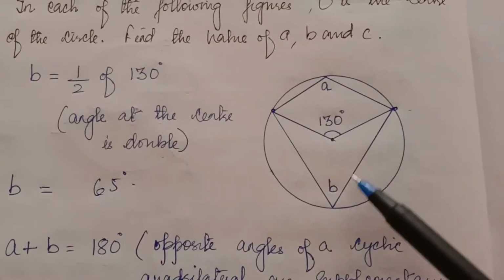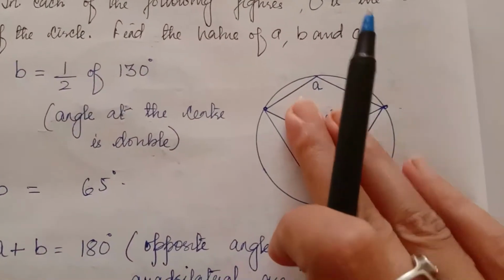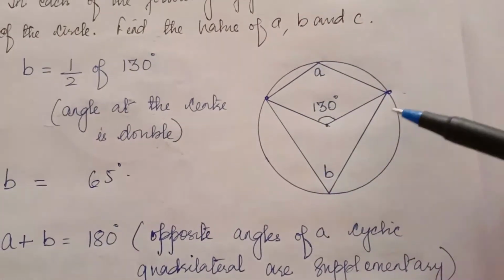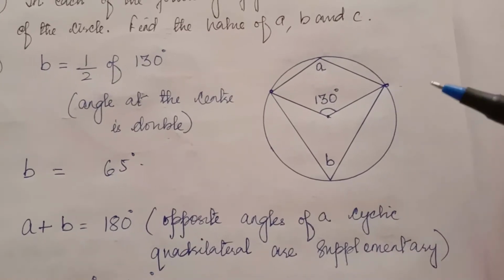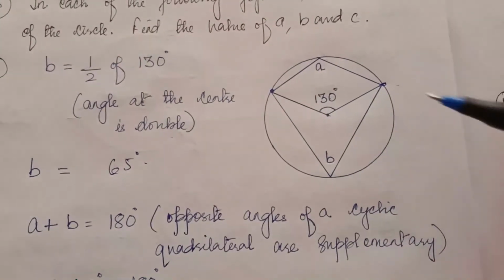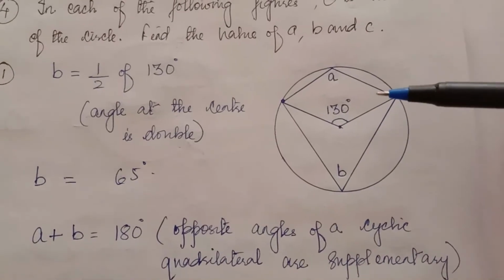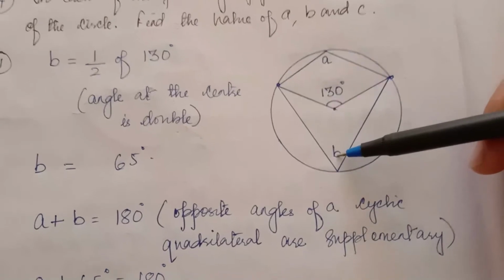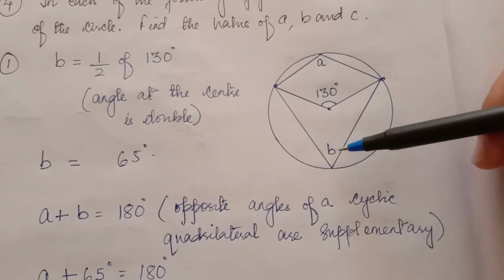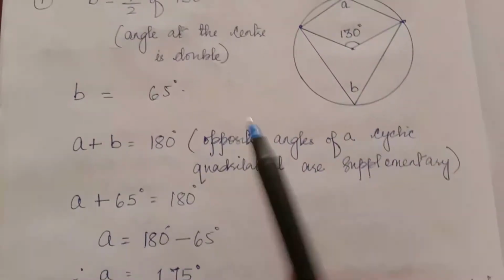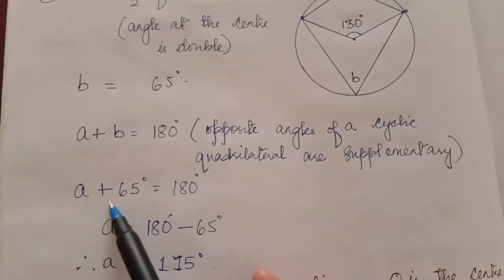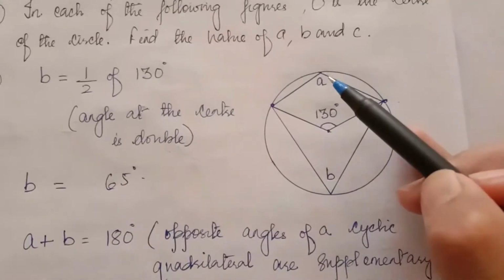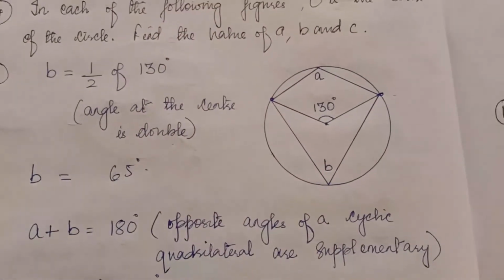Now this is a cyclic quadrilateral. You forget about this line, okay? This is a cyclic quadrilateral, a quadrilateral whose all vertices lie on the circumference of a circle. So this type of quadrilateral is called a cyclic quadrilateral, and we know the opposite angles of a cyclic quadrilateral are supplementary. That means if you add A and B, it will be 180 degree. You have to write the reason also. So A plus 65 is 180. The value of A is 115 degree. So this A is 115 degree.